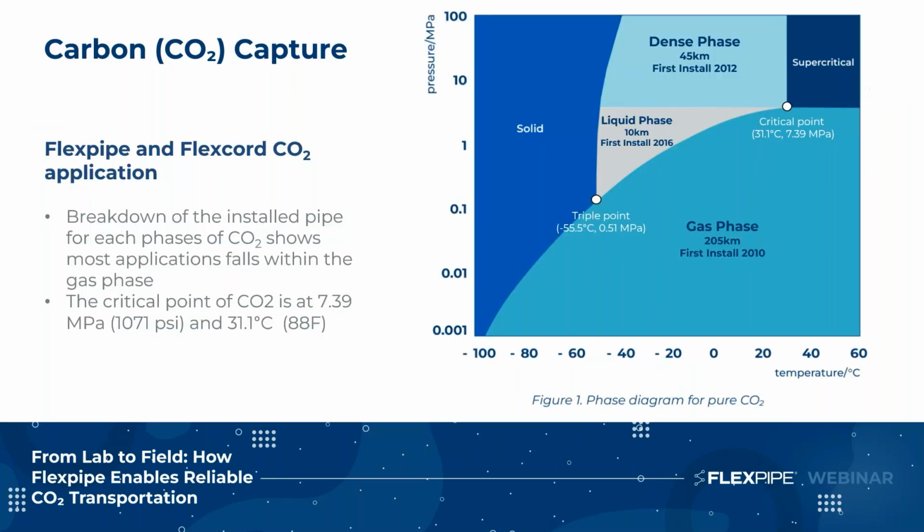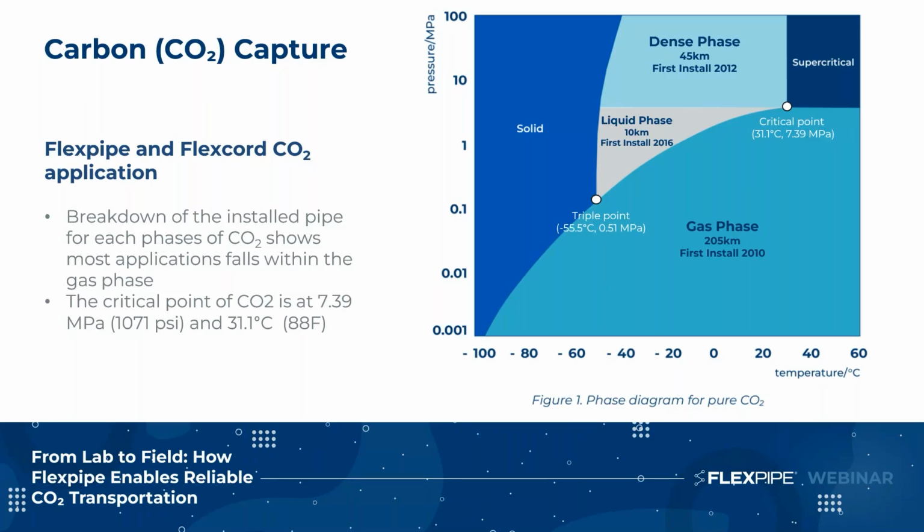Both Flexpipe and FlexCore products are used in various CO₂ phases, including gas, liquid, and dense phase. This plot shows the phase diagram of pure CO₂ and the breakdown of the installed pipe for each phase. Just a reminder, the critical point of CO₂ is at 7.39 MPa and 31.1 degrees C. The CO₂ phase that the RTP encounters depends on the transport's operating temperature and pressure relative to this CO₂ critical point.